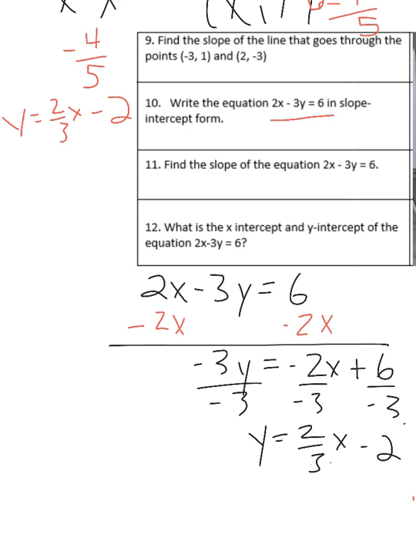Because the slope of this line now, it's just the number that's next to the x. Again, when we're saying slope, we don't need to say the x. We just say the number multiplied by x. So the slope in this equation is 2/3. Oh, okay, so for number 12, it just wants to find the x and y intercepts of that. That's easy too.